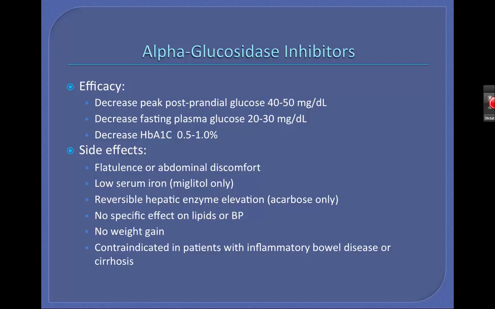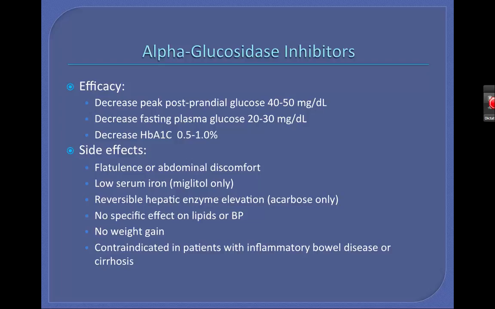The efficacy of alpha-glucosidase inhibitors: they decrease peak postprandial glucose from 40 to 50. They decrease fasting plasma glucose from 20 to 30. They decrease hemoglobin A1C from 0.5 to 1. The side effects are flatulence or abdominal discomfort, and low serum iron, which miglitol will be the one that does that the most. Reversible hepatic enzyme elevation, acarbose is the one that does that. No specific effect on lipids or blood pressure.